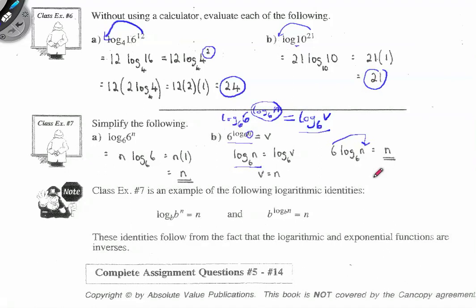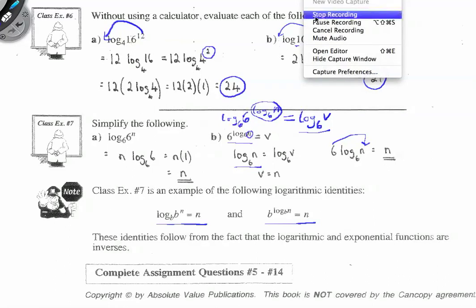Okay, so moving on to class example 7, an example of the following logarithmic identities. So understand these identities. If you memorize them, you can use them. They're not on your data pages, so I'd suggest you memorize them. And now you can complete the assignment, and we'll see you in class.